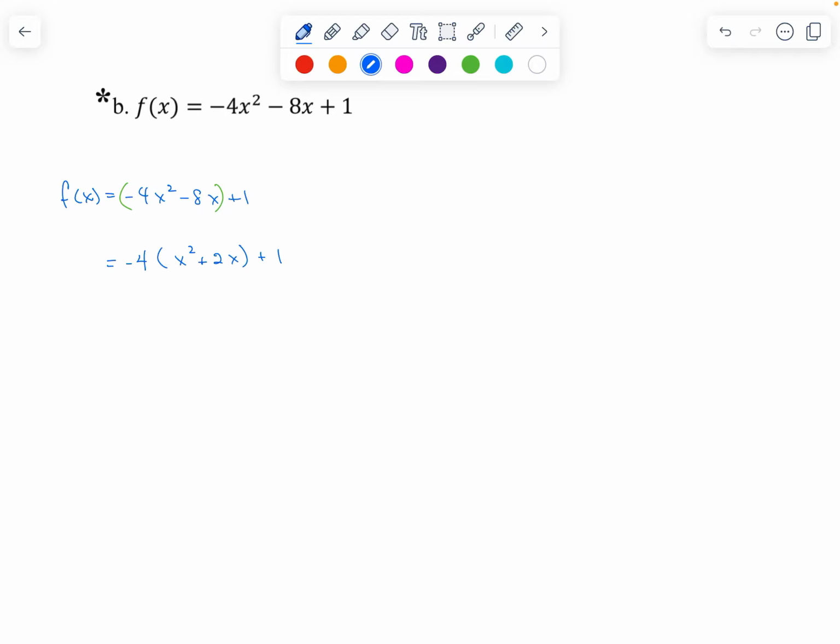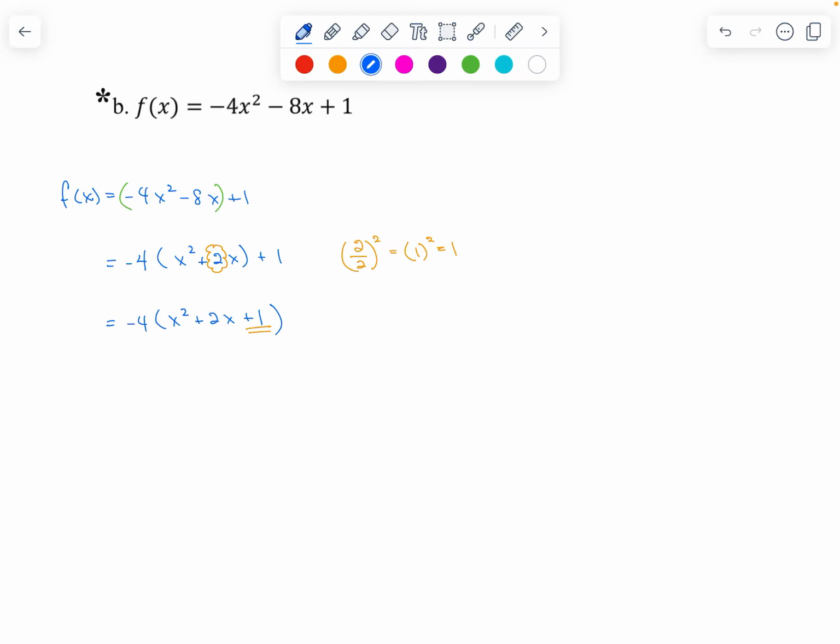Now the completing the square technique here: you take the linear term, so that means this term, this 2. I'm going to take 2, divide it by 2 and then square it. So that gets me 1 squared, which is simply back to 1. This is a number I'm going to add inside my parentheses. So I'm going to have negative 4 times x squared plus 2x, and then I'm going to add that 1. So this 1 over here, that's where it's being added from.